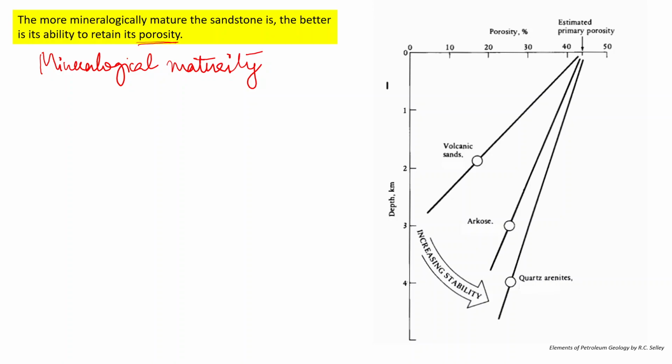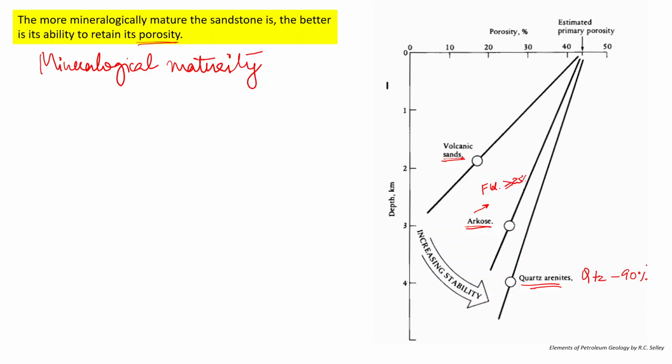So if you see in this plot over here, we have these three types of sandstones: the volcanic sands, then the arkose, where the feldspar content is more than or equal to 25%, and then quartz arenites, which have quartz as minimum 90% in them.